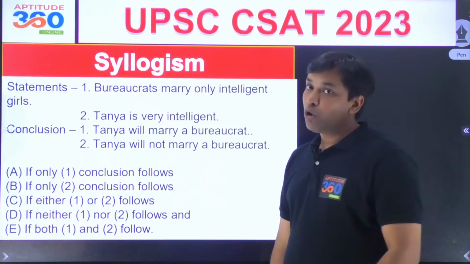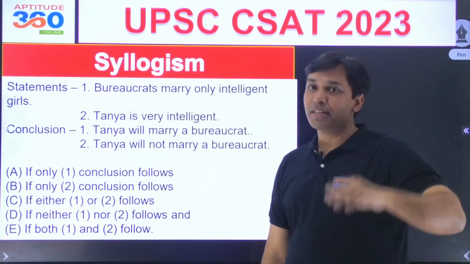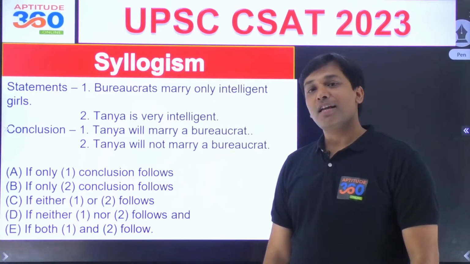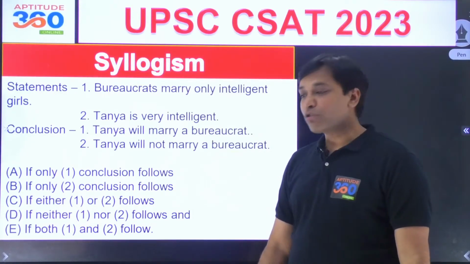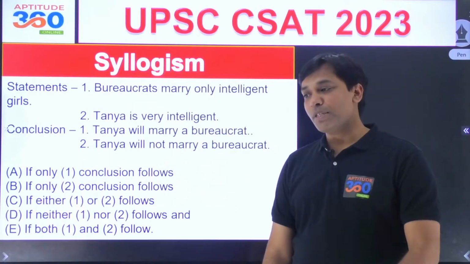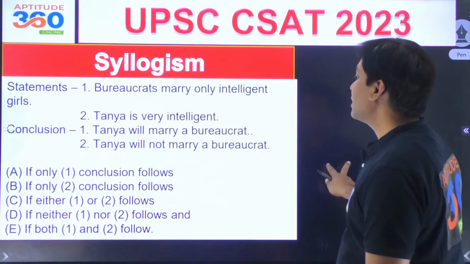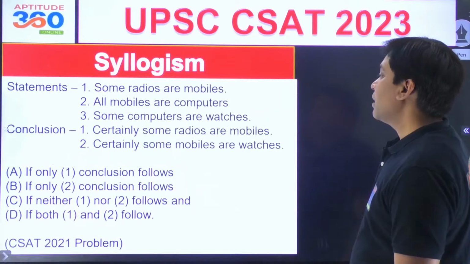तान्या की शादी तो होगी, ब्यूरोक्रेट करे अपने इंटेलिजेंट गर्ल से शादी, लेकिन तान्या की शादी होगी. अब तान्या की शादी या तो ब्यूरोक्रेट से हो जाए या तो ब्यूरोक्रेट से ना हो जाए. आंसर इज गोइंग टू बी सी. राइट पीपल? चलो जी, solve this problem.